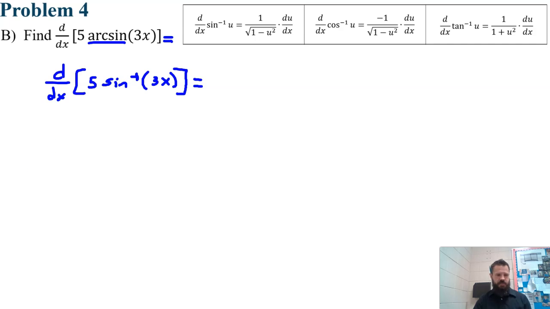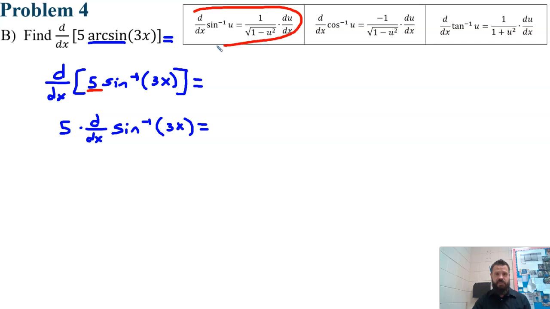And then the other thing that's a little bit different about this is notice I do have this 5 out in front. Okay, so it's a little bit overkill, but let's rewrite this by taking that 5 out. We'll write this as 5 times d over dx of sine inverse of the 3x once again. And then things are cleaned up looking just like our derivative rules up top here. This one's utilizing the sine inverse, obviously.